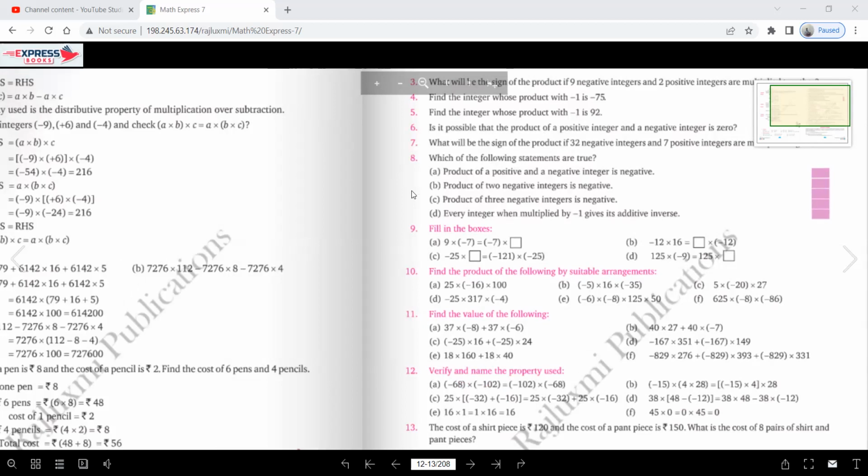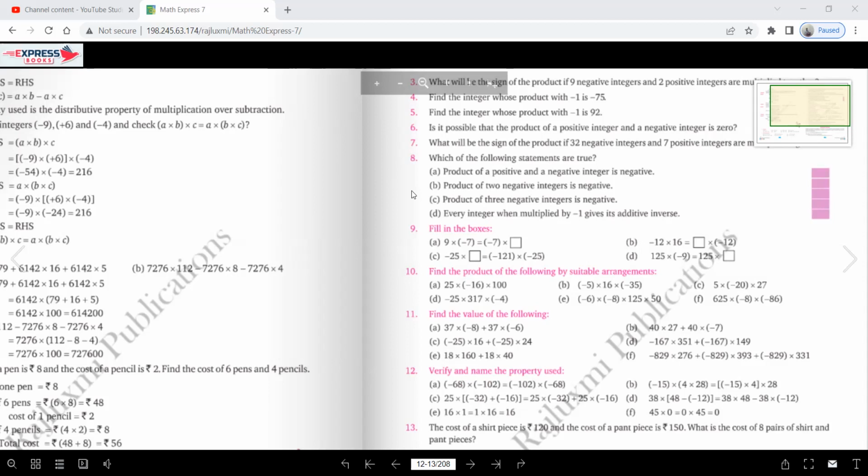C says that the product of three negative integers is negative. You know that 3 is an odd number, so the answer will be negative. So it is true. When we multiply an integer by -1, we get the additive inverse. Yes, we will always get the additive inverse when we multiply by -1. So this is how we have to solve the question.